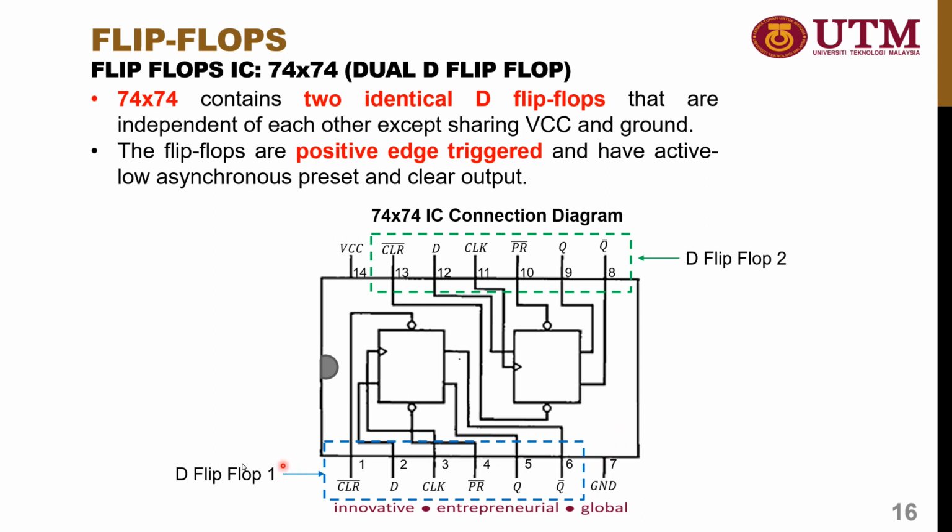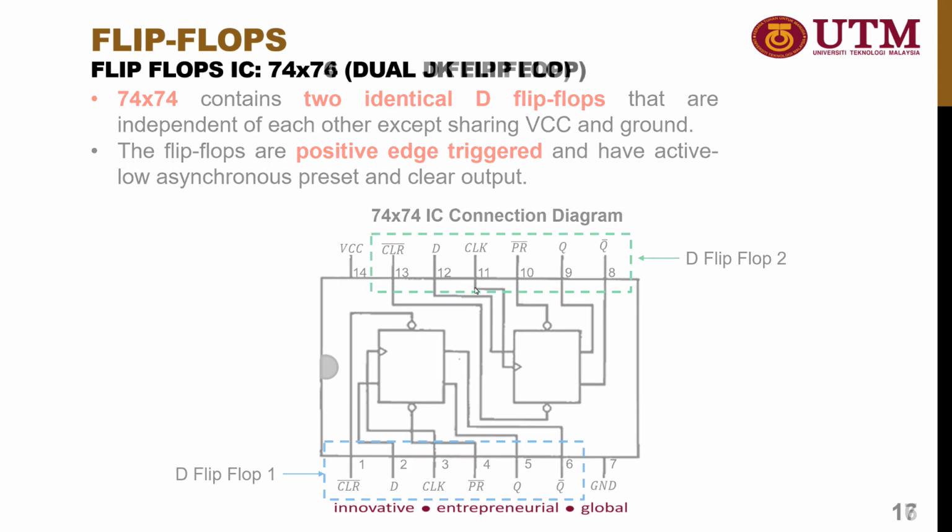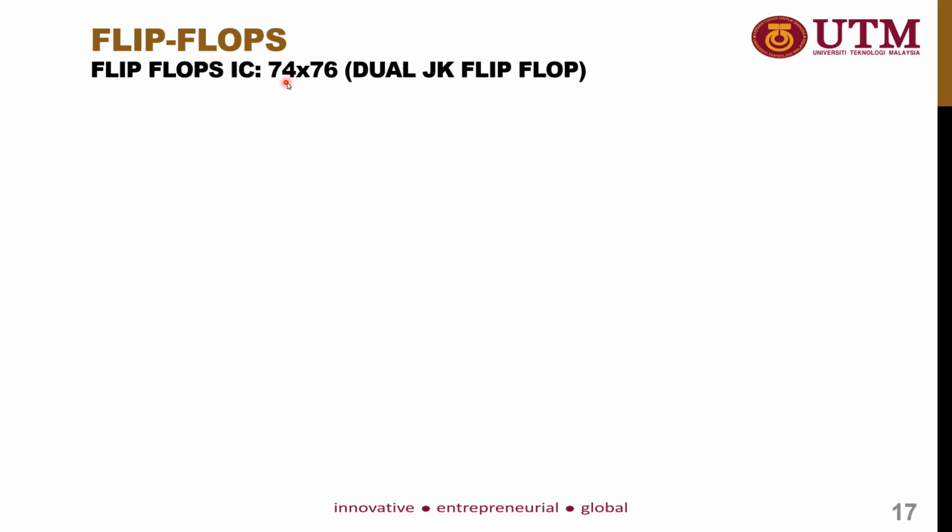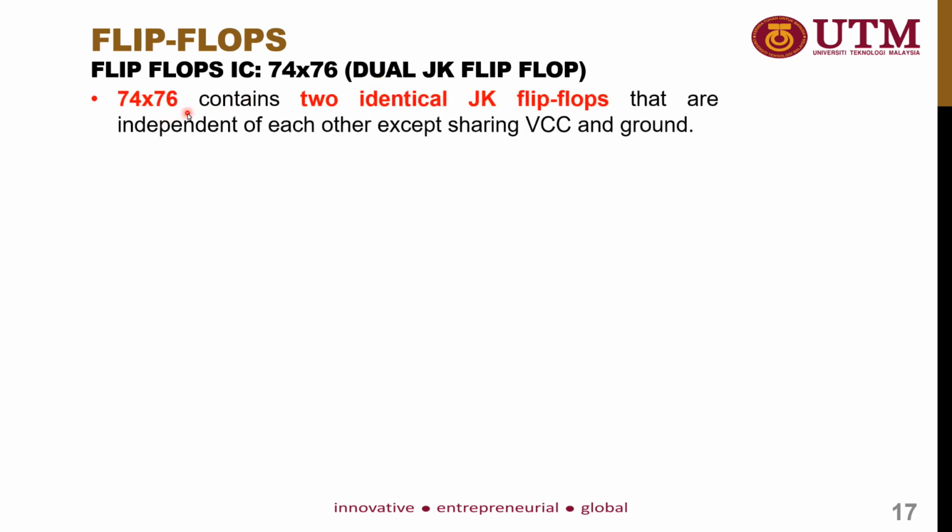Similar to the second flip-flop, both flip-flops are identical, so you can have two flip-flops in one IC. Okay, next we have flip-flop IC 74X76. For this one, it is a dual JK flip-flop. Previously I showed you dual D flip-flop, but this one is JK flip-flop. So the 74X76 IC contains two identical JK flip-flops that are independent of each other, except they share the same power source, which is VCC and also ground.